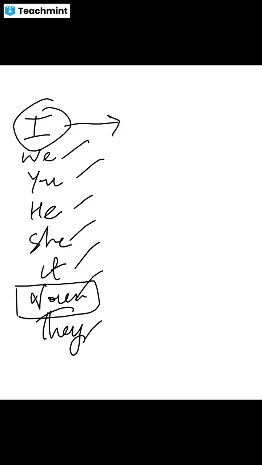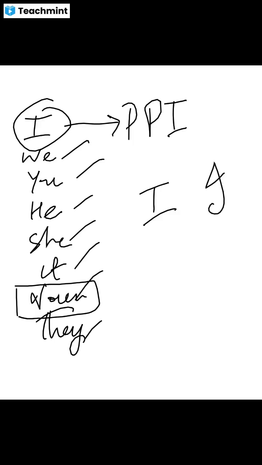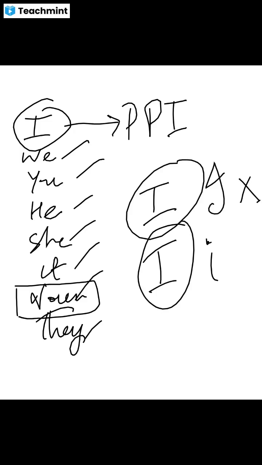There is a name for this: personal pronoun I, PPI. Whenever it comes alone, it is always written capital. We never write it like this, this is wrong. I is to be written like this. Whenever it comes in the middle of a word, it will be small. And whenever it comes in the front, or comes alone, we have to write I capital always. Remember this.